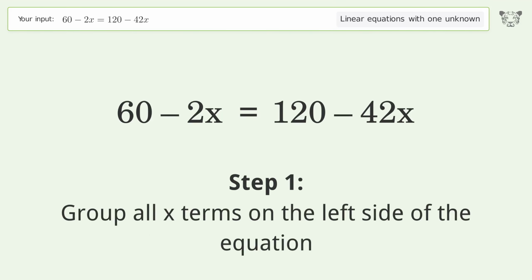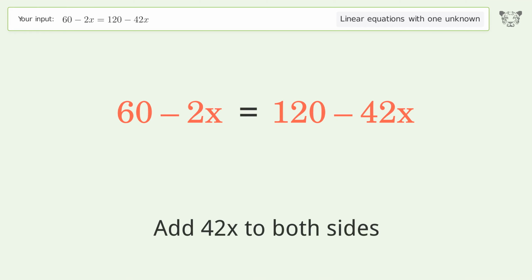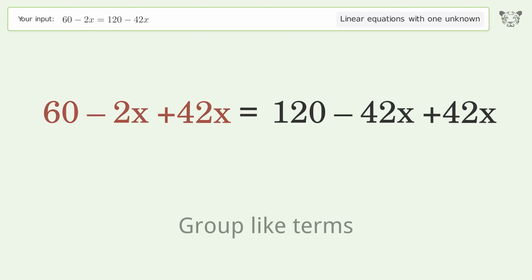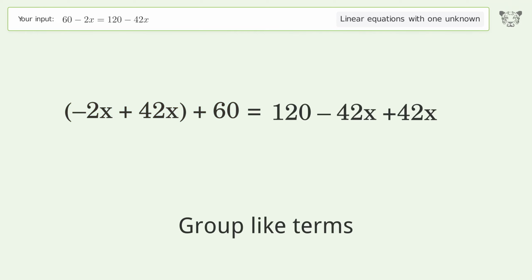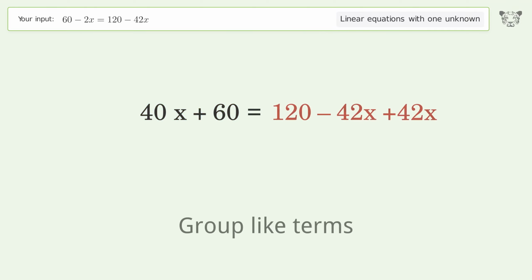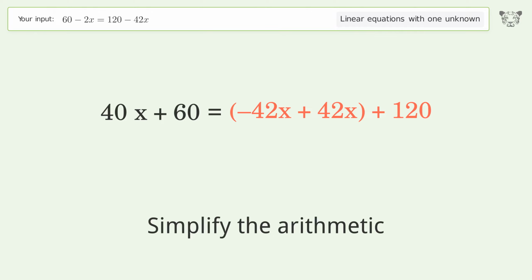Group all x terms on the left side of the equation. Add 42x to both sides. Group like terms. Simplify the arithmetic. Group like terms. Simplify the arithmetic.